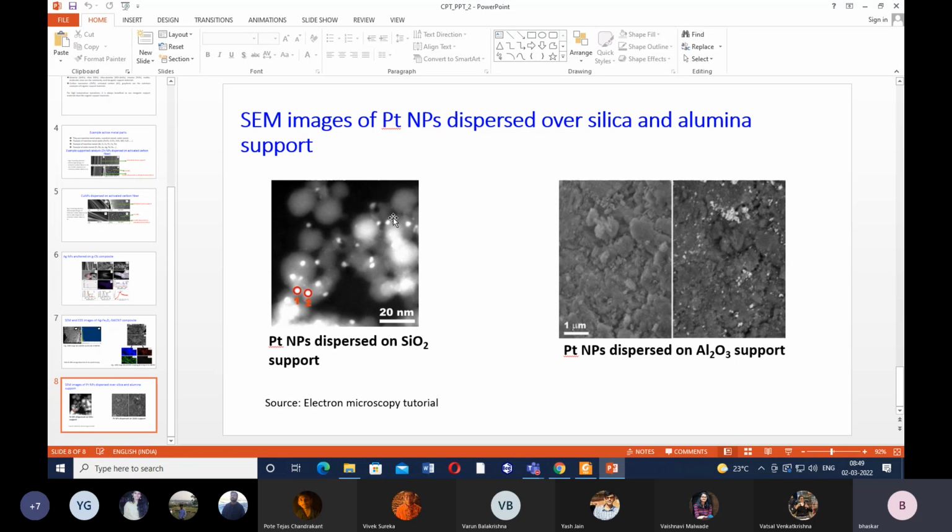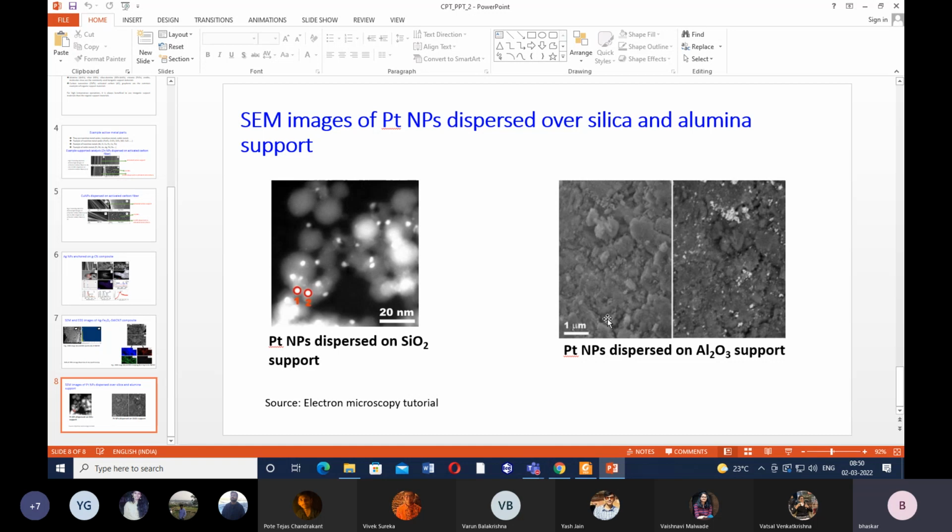Okay, so here is an example of a scanning electron microscopic image of platinum nanoparticles dispersed on a silica support. Let's move to another example: platinum nanoparticles dispersed on an alumina support. Here it will be much easier for you to understand. First, let's talk about the image on the left-hand side. This image is the scanning electron microscopic image of the alumina support. This is how the alumina support looks.